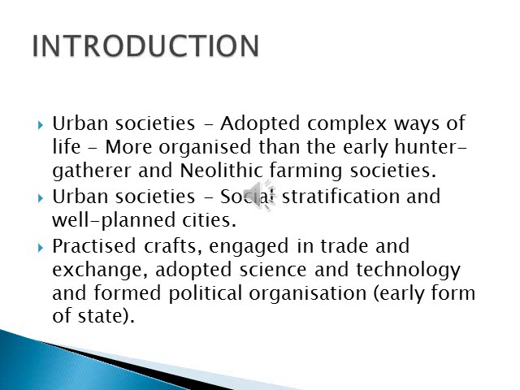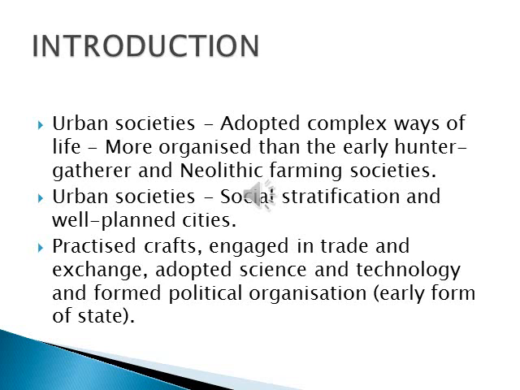Okay, so the urban societies adopted a complex way of life. If you take rural life, they adopted a simple way of life, mostly depending on agriculture. But if you take urban society, there are a lot of complex ways, a lot of lifestyles, a lot of activities followed by the people. So this urban society was different from the early hunter-gatherer and Neolithic farming societies.